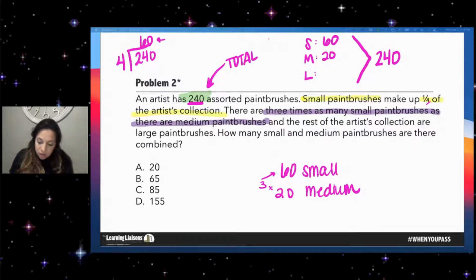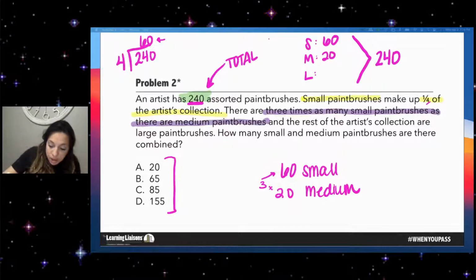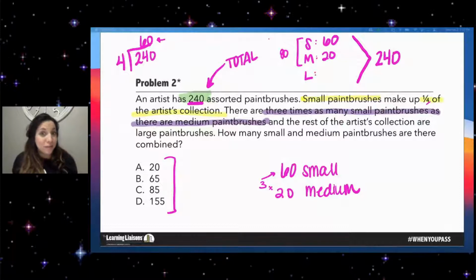How many small and medium paintbrushes are there combined? I think I did something wrong here. And that's okay, because sometimes when we sit here and think about it, we realize our answer is not in the answer choices. 60 plus 20 equals 80, and that answer is not in the answer choices.